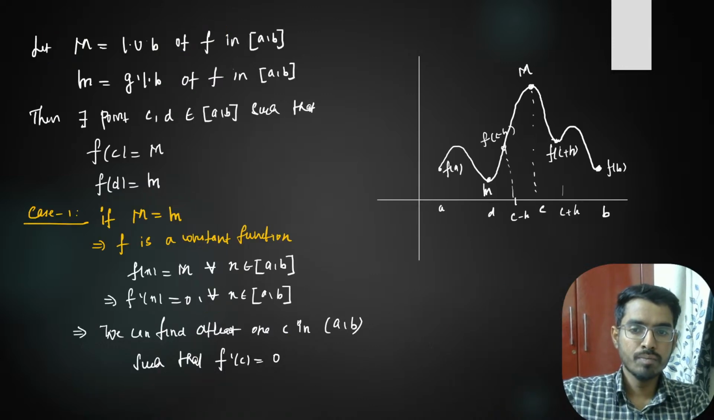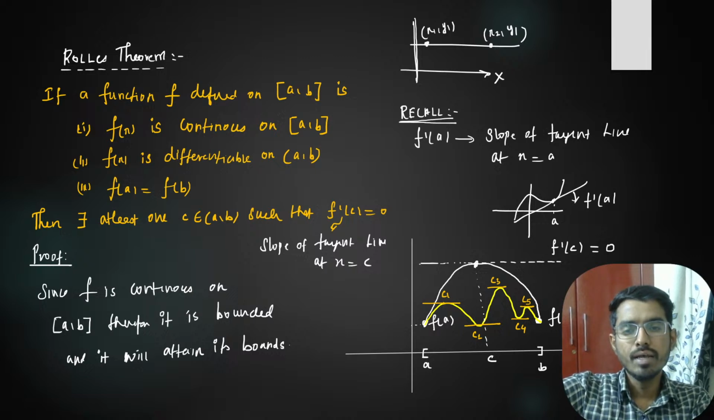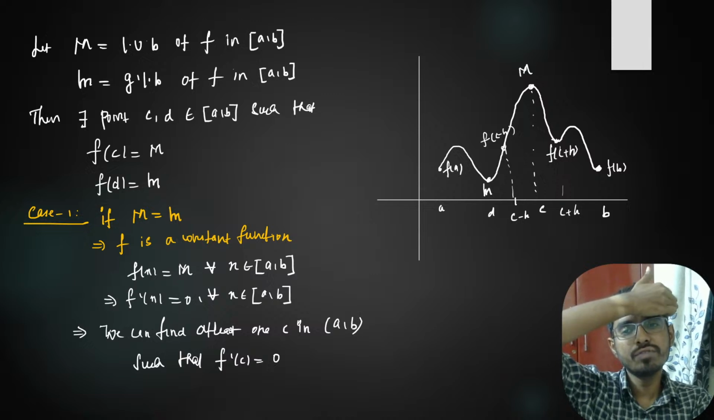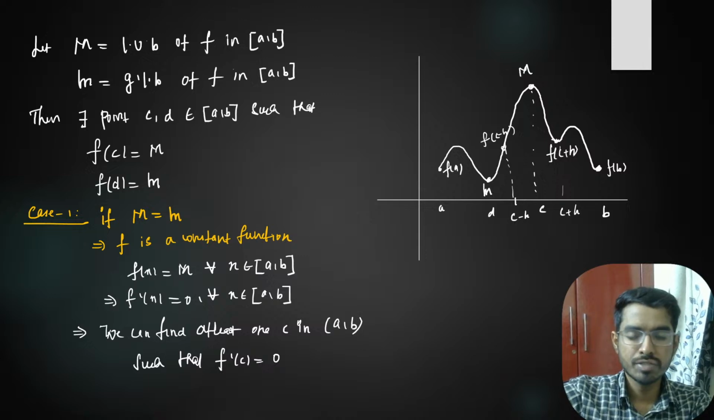So, very simple proof. If a function f defined on the closed interval a comma b is continuous in that interval, differentiable in that interval, and f of a and f of b are equal, then I can always find a number c in the interval a comma b whose derivative at that point is equal to 0. I have assumed capital M and small m to be the maximum and minimum values. I have taken c and d such that f of c is capital M and f of d is small m. Case 1: if capital M and small m are both equal, then it is a constant function, so obviously the derivative is 0. We can always find a point c whose derivative is 0.